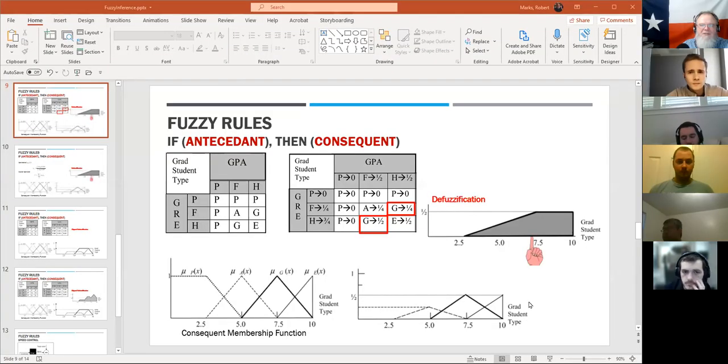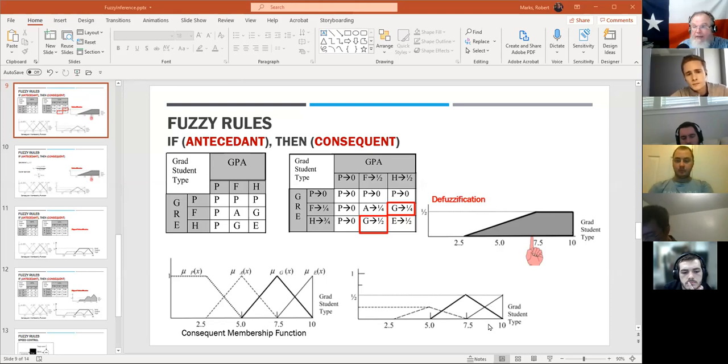Okay. One of the things I wanted to point out is something very interesting. You notice here, this is the GPA example. We had GPA and GRE. We had two antecedents, right? And each one had 3 fuzzy membership functions for a total of 3 squared rules. So if we had these 3 different conditions and you went to an expert, you would have to query that expert 9 times in order to fill in this matrix, right?